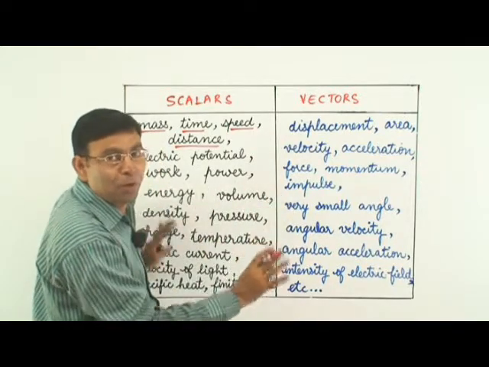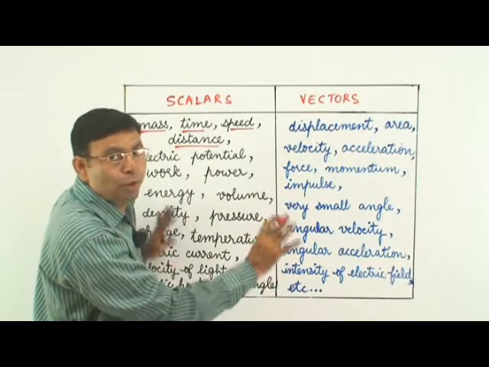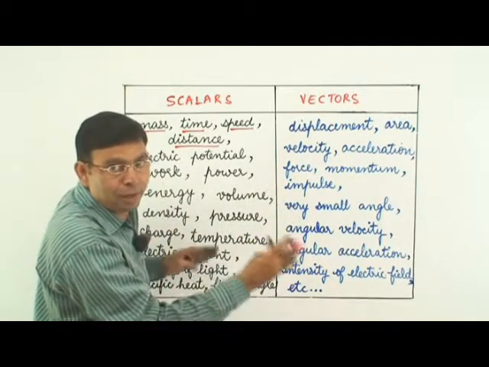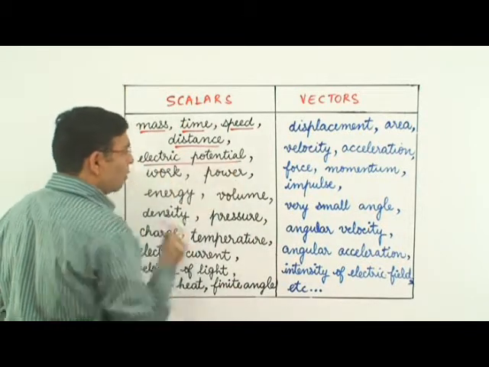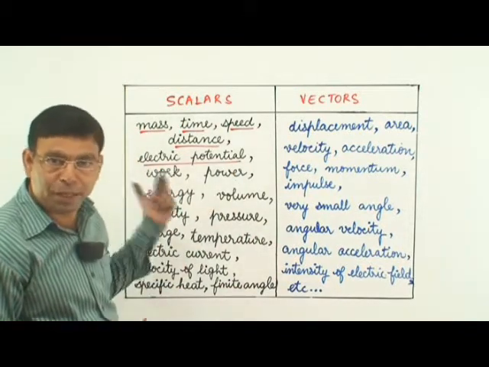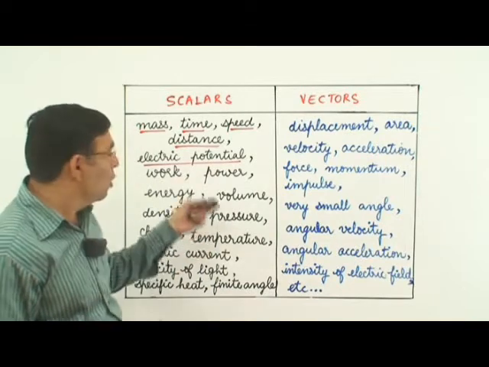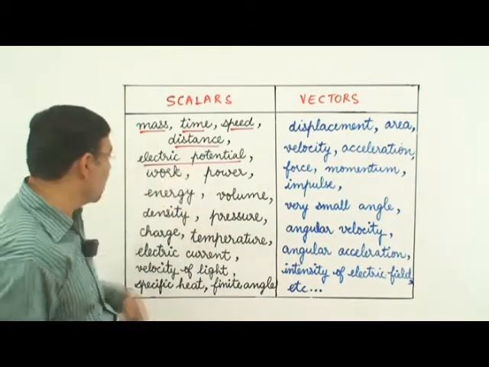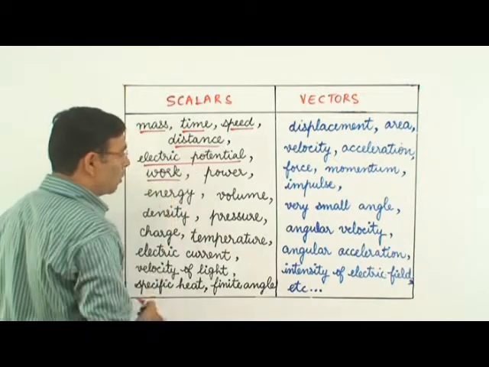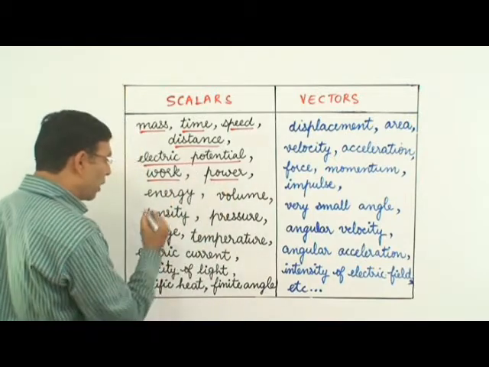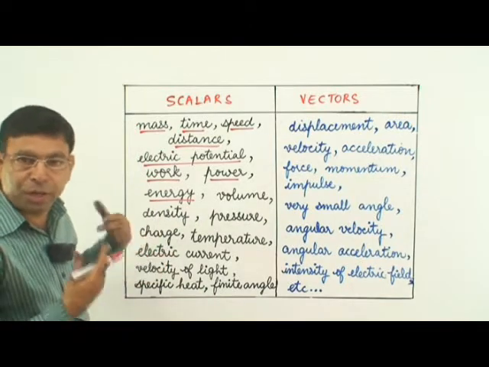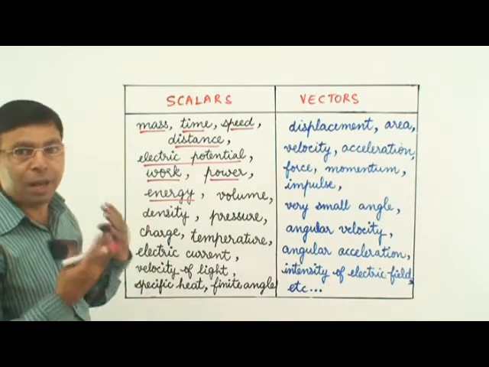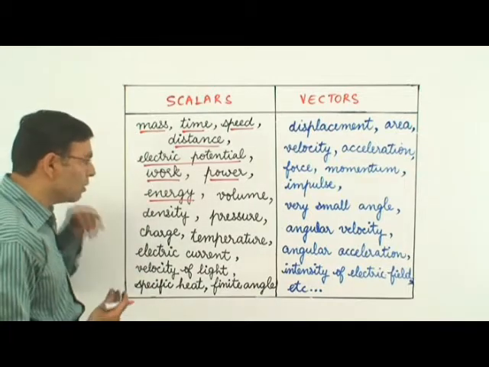I am not going to explain what they are in detail, which you are anyhow going to learn in your higher classes or in subsequent chapters. Okay, so electric potential, in fact you will also come across magnetic potential and gravitational potential. This potential is a scalar quantity, work is a scalar quantity, power is a scalar quantity, energy could be kinetic energy, potential energy or heat energy, sound energy, light energy, any form of energy is scalar.